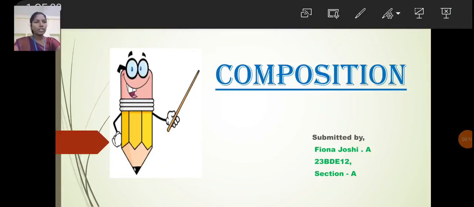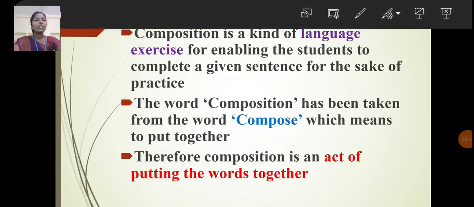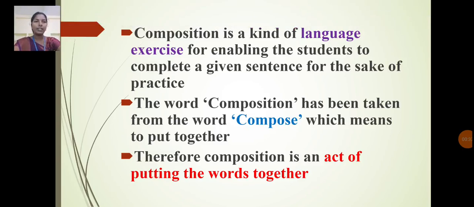Today we are going to discuss composition. Composition is a kind of language exercise for enabling the students to complete a given sentence for the sake of practice. And here the word composition has been taken from the word compose, which means to put together. Therefore, composition is an act of putting the words together.